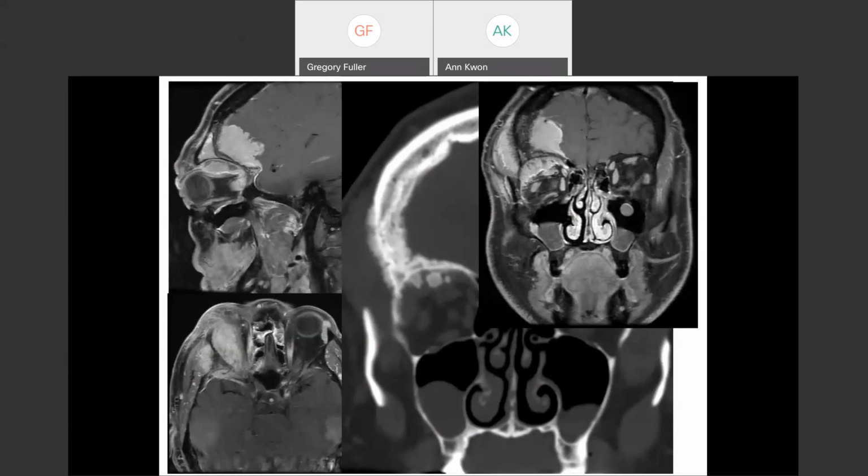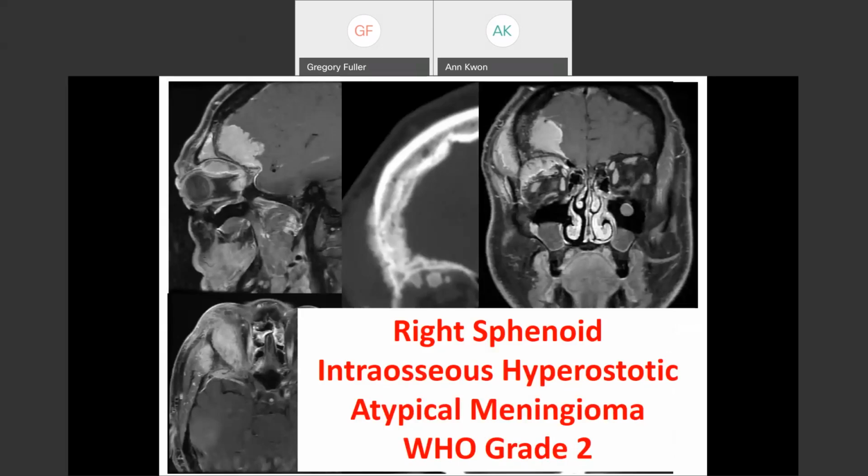Dr. Cathcart says intraosseous meningioma, so that's good. Dr. Harbs, I had Harbs, atypical meningioma. That is correct. So it's atypical, it's intraosseous. What's the anatomic location? That's another thing that we have. What side is it on? It's all of this information that I'm going for. So, cut to the chase: this is a right sphenoid intraosseous hyperostotic atypical meningioma, WHO grade 2.